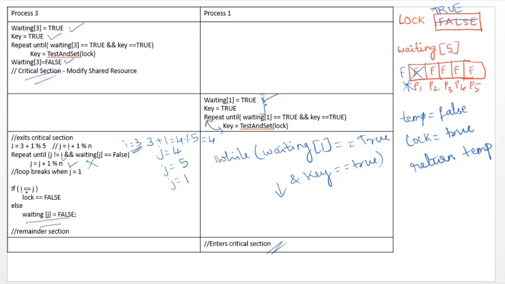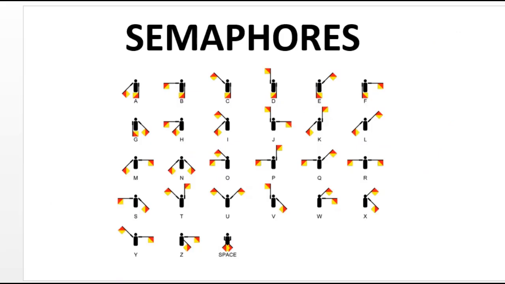Now I will leave you with a question: when does i value become equal to j, and why will this lock be set to false in that condition? With this, I conclude this session. Thank you.